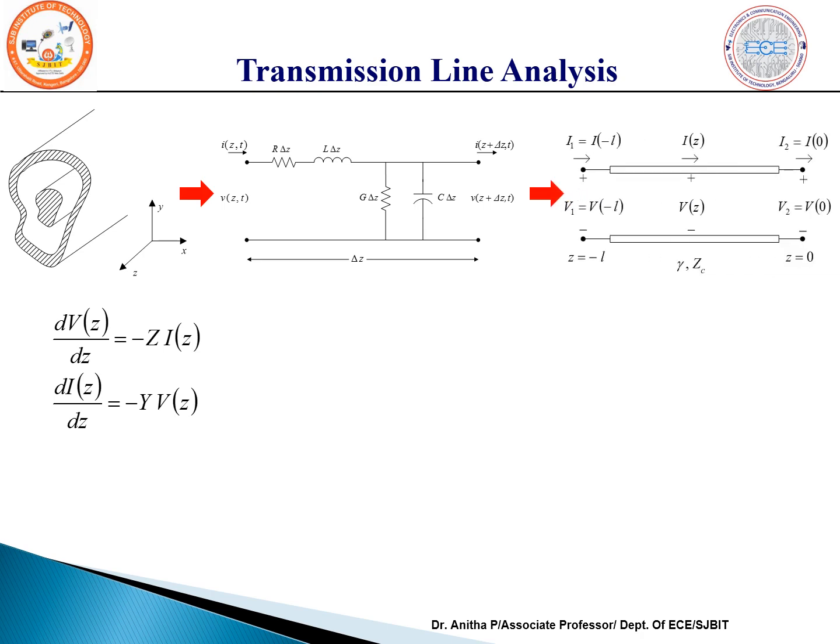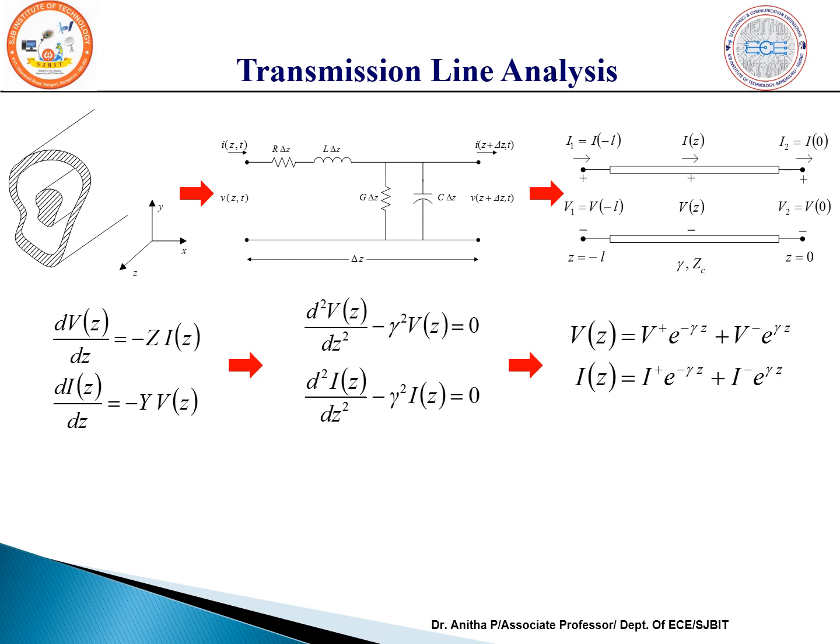So convert that into a second order differential equation by differentiating on both sides and substituting the other. We will get a new parameter called the propagation constant, and for the second order differential equation you can find the solution. With respect to the voltage, if you observe, d square V by dz square minus gamma square into V of z equals 0, indicating the solution of the second order differential equation will have two components.